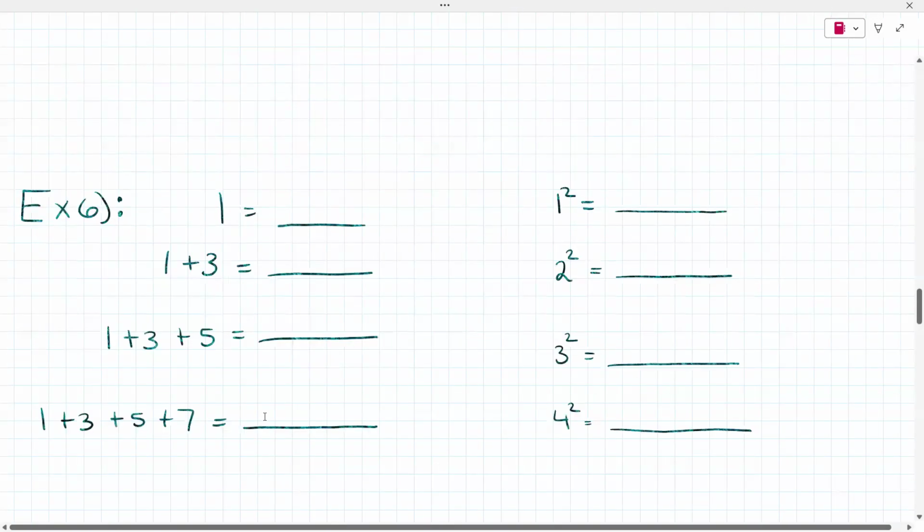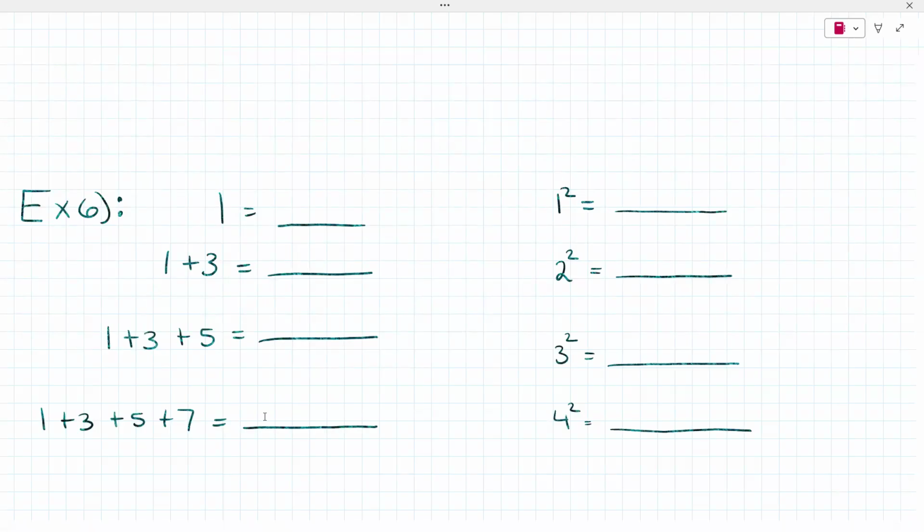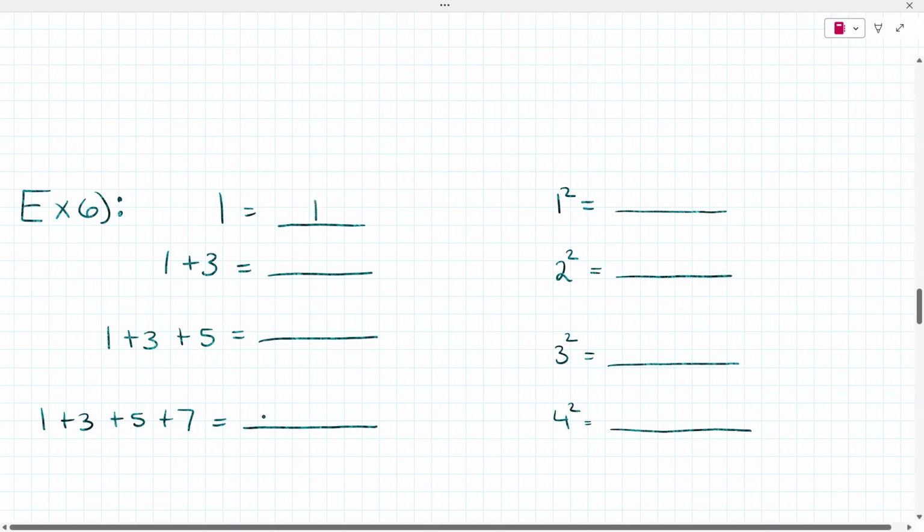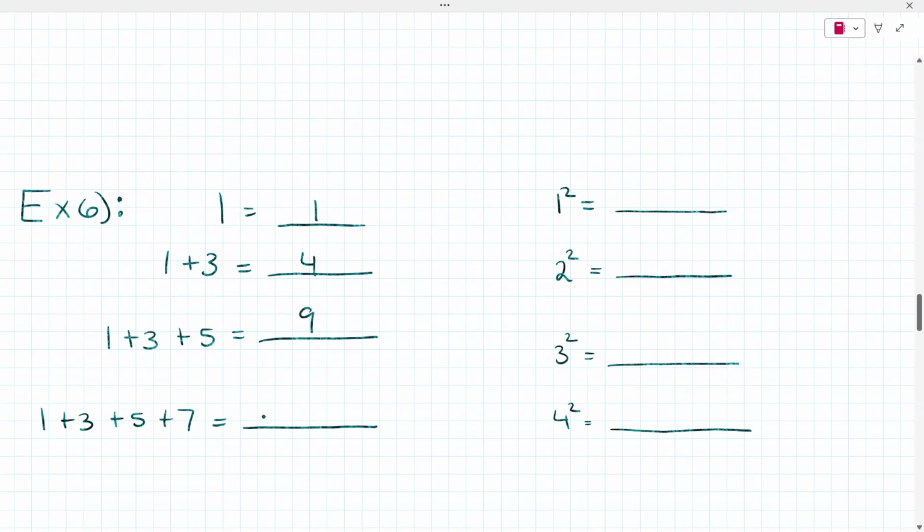Okay, let's look at example 6. We have 1. 1 plus 3 is 4. 1 plus 3 plus 5 is 9. 1 plus 3 plus 5 plus 7 is 16. And then over here, 1 squared is 1, 2 squared is 4, 3 squared is 9, and 4 squared is 16.